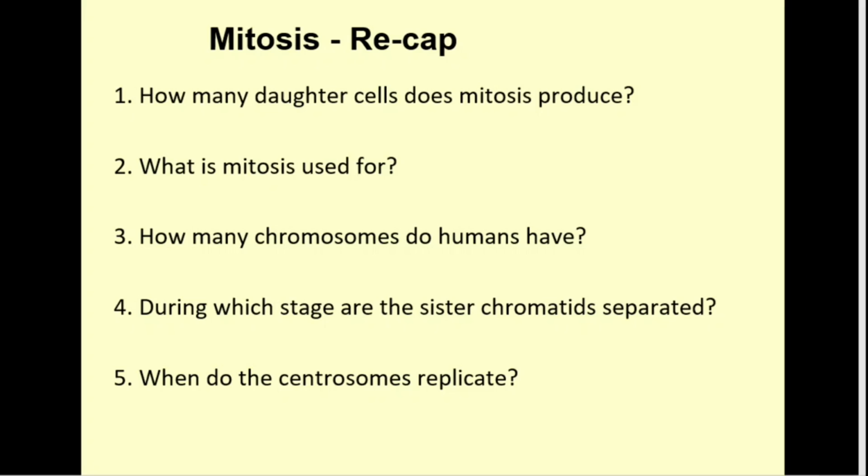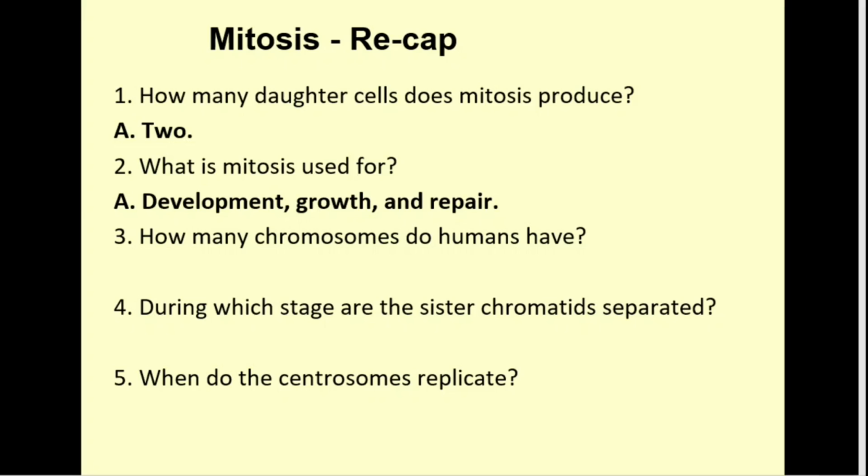Okay, so hopefully you've had a chance to answer those. Let's go through the answers. Question number 1, how many daughter cells does mitosis produce? Well, it's 2. Number 2, what is mitosis used for? It's used for development, growth, and repair. Number 3, how many chromosomes do humans have?